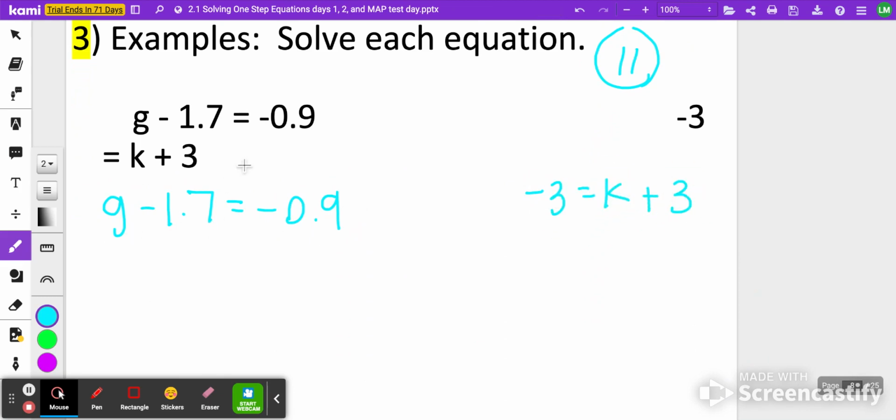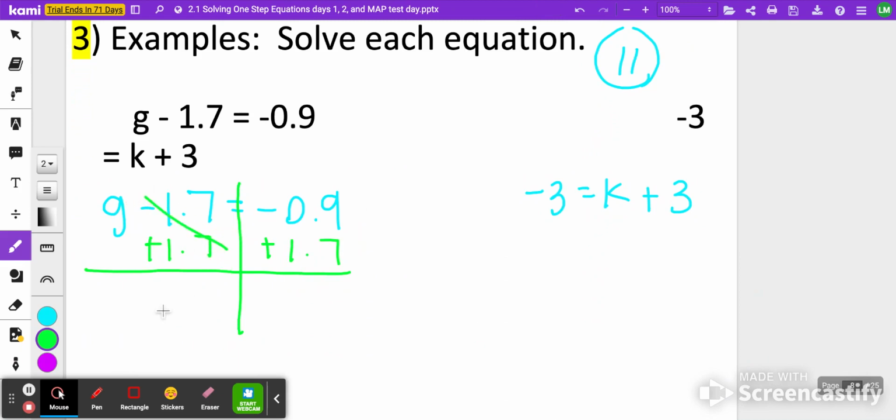Okay, here we go. So my first one, I have g minus 1.7 is equal to negative 0.9. I draw my line down my equal sign and start showing the opposite operation right away. The minus 1.7 plus 1.7 cancels out, so I'm left with g, and then I have negative 0.9 plus 1.7. You could still do the same thing here and do 1.7 minus 0.9, and it'll still give you the same answer of 0.8. Because this is a positive and a negative, we need to be able to subtract.